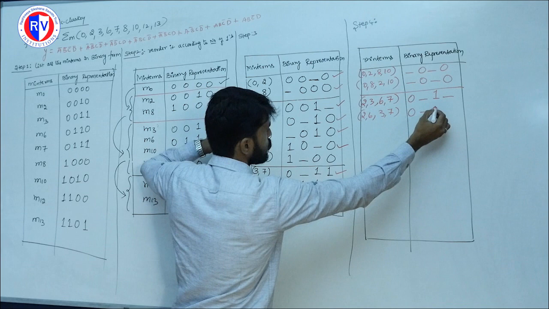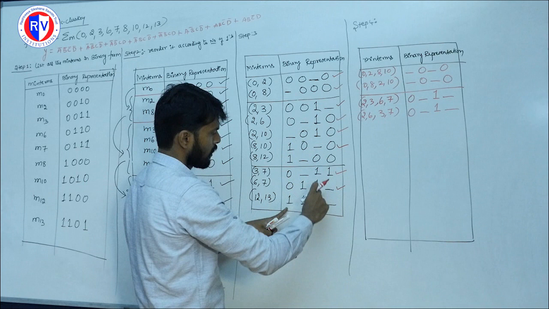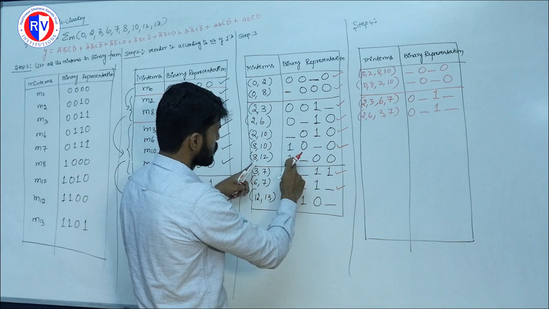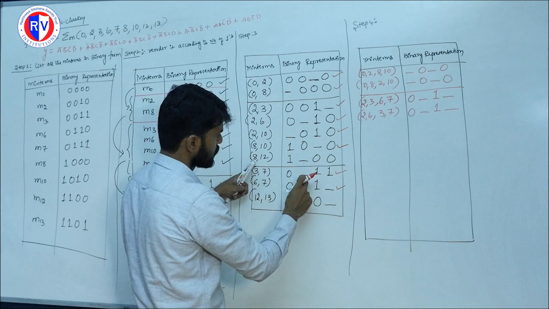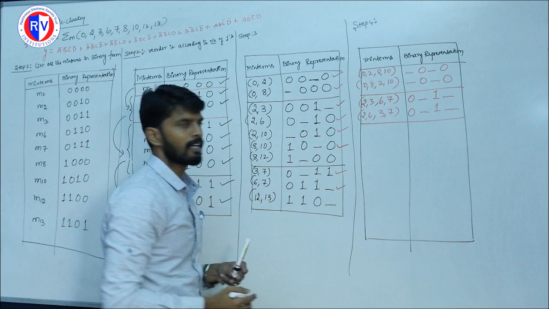Next, I need to come here. Here dash is there; anywhere dash is there? No dash, no need to compare. Now come to here: here dash is there; anywhere dash is there? No, not there, so no need to compare. Then finally, we need to come to this 8, 12: 1 dash 0 0. Here dash is there. Is there any 1 bit change? No, more than 1 bit change is there. So no need to take it further. Here I am going to be closing this segment.